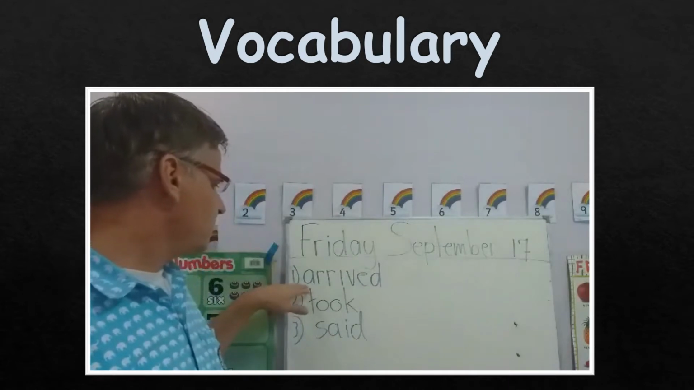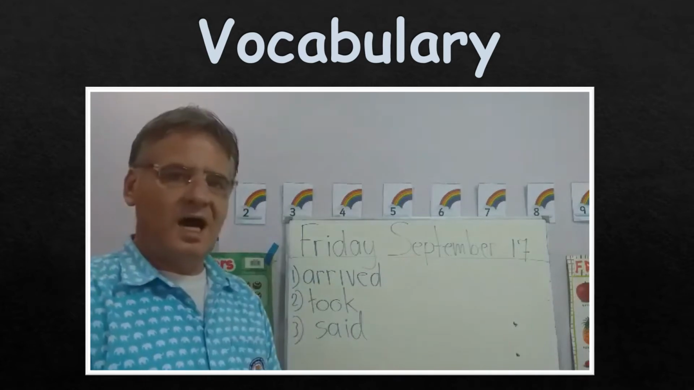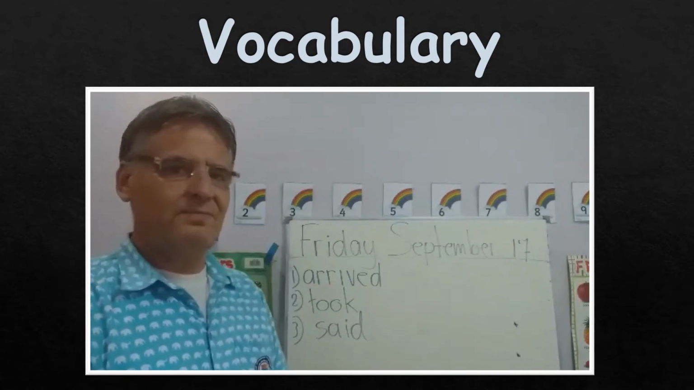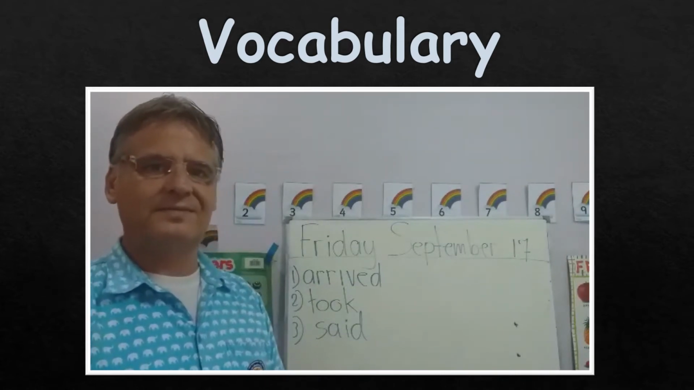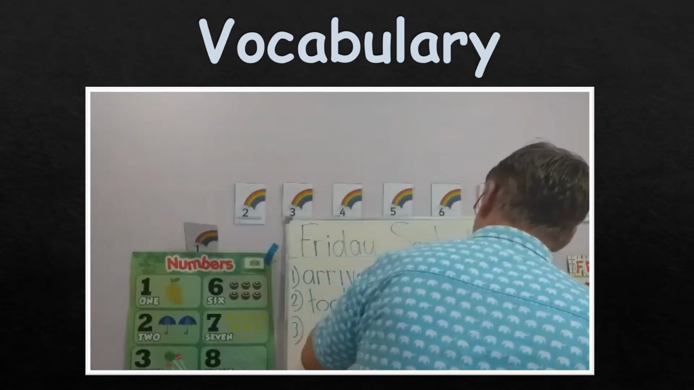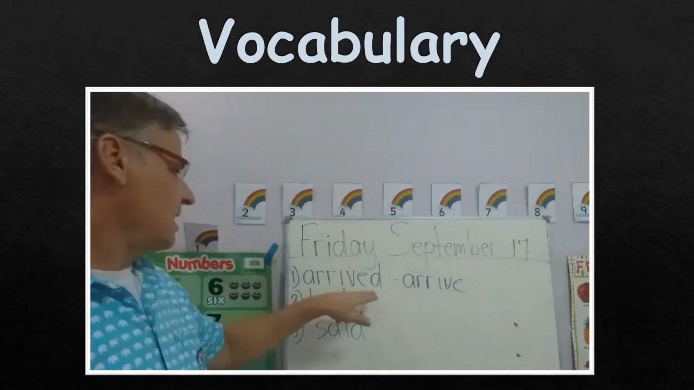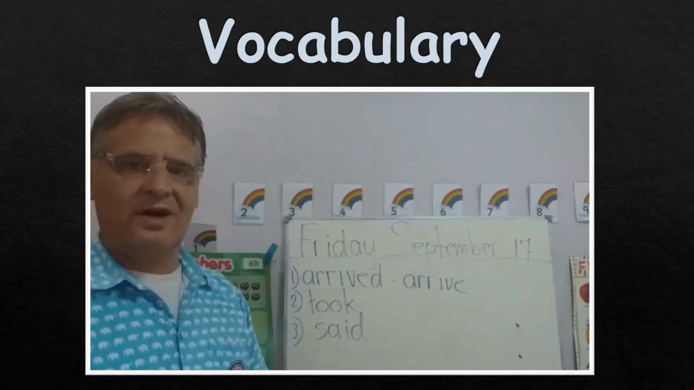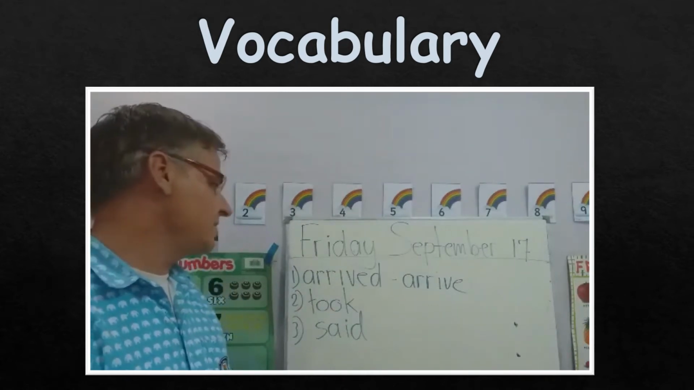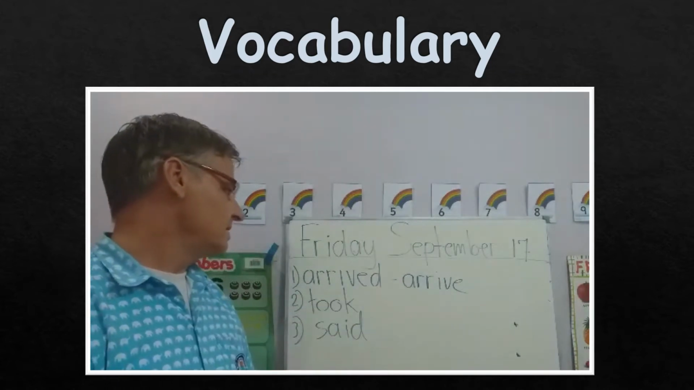So we start with number one, A-R-R-I-V-E-D. Arrived. What is the present tense for arrived? Right, the present tense is arrive. I arrived today at 5 o'clock. I arrived yesterday. So arrive means when you go somewhere and you are where you want to go, you arrive. So that's the first one.